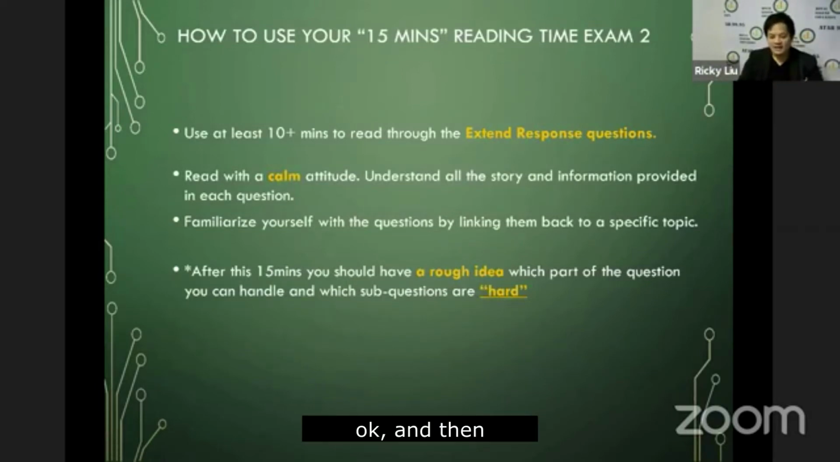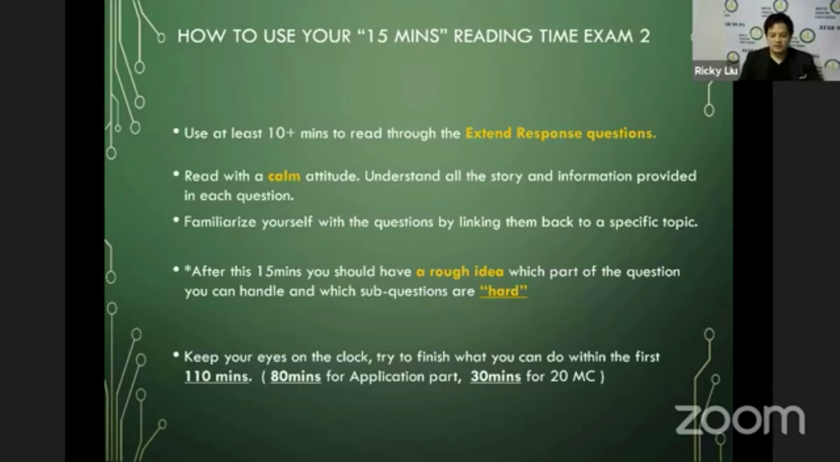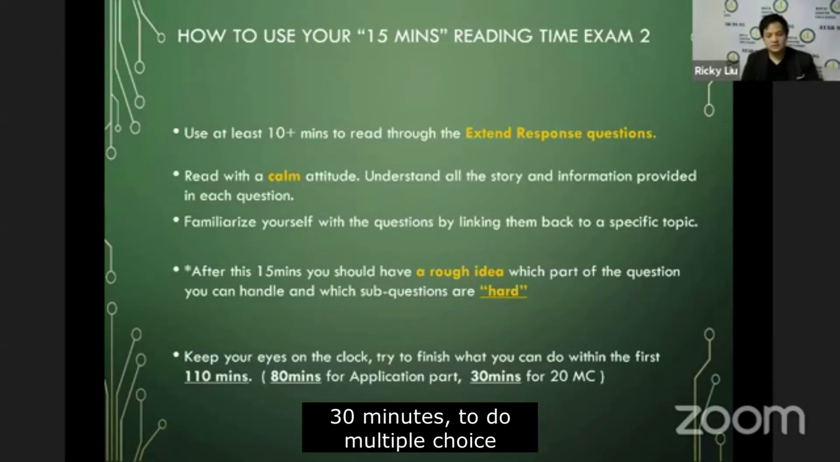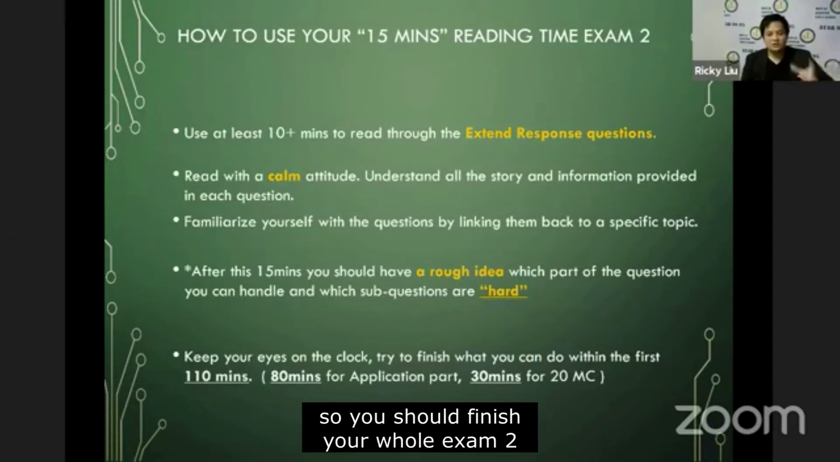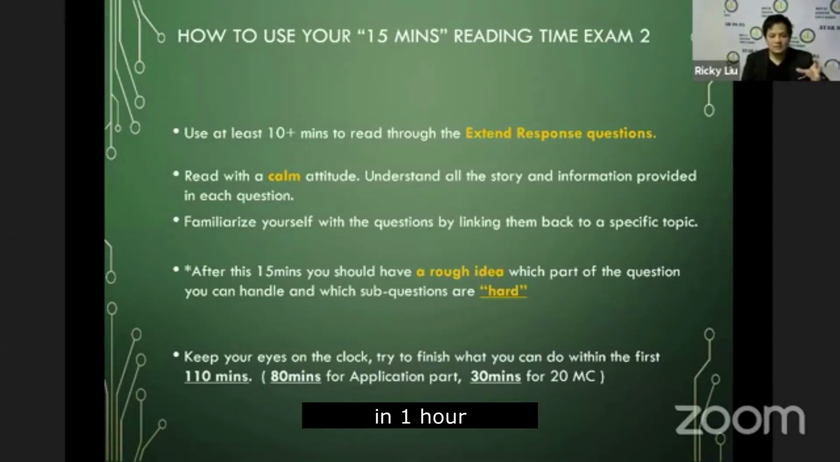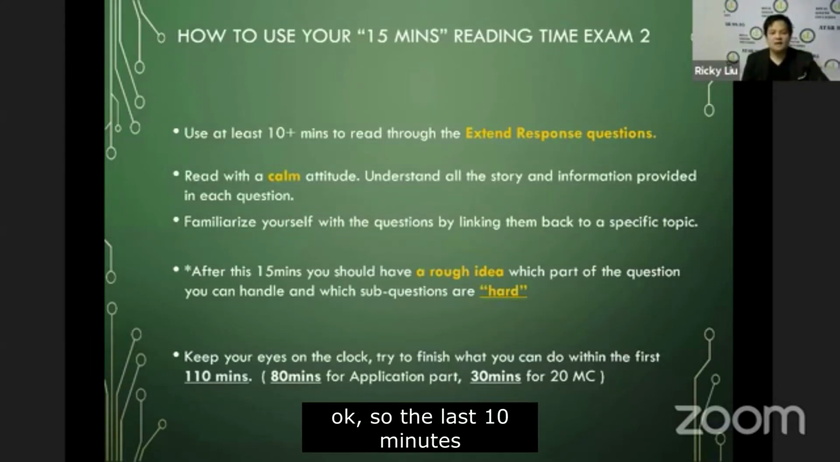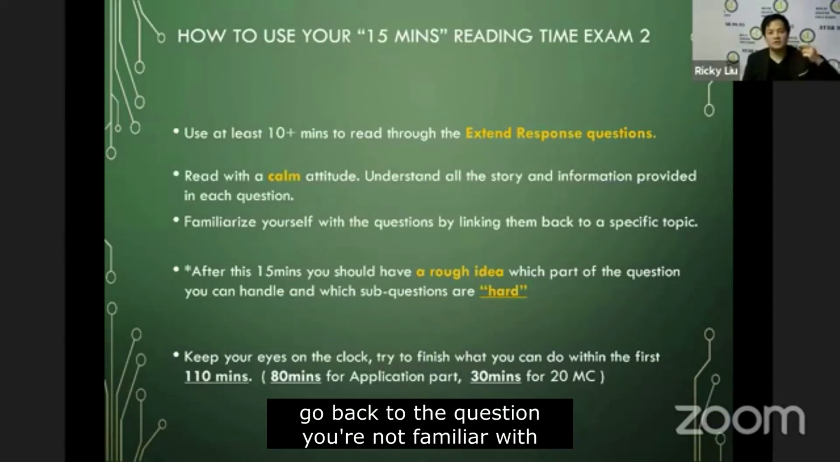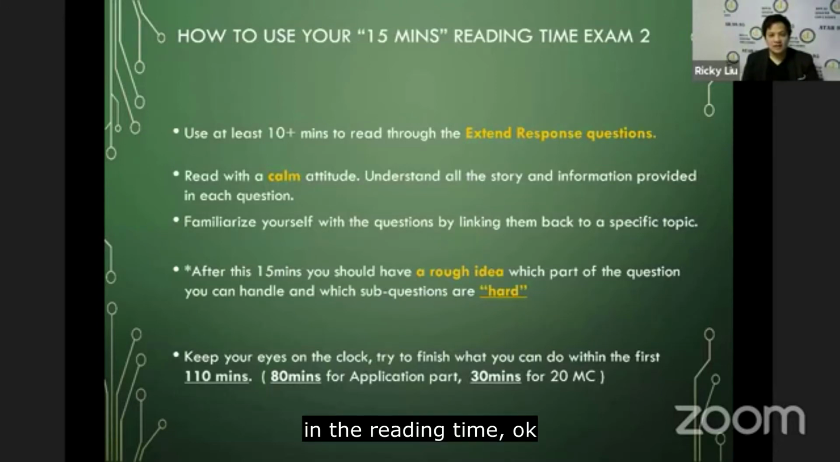Then try to do the questions: 30 minutes to do multiple choice, and then 80 minutes to do the application task. So you should finish your whole exam 2 in 110 minutes. So the last 10 minutes, go back to the hard questions, go back to the questions that you're not familiar with. So this is what you should do in the reading time.